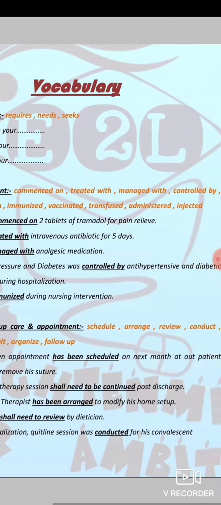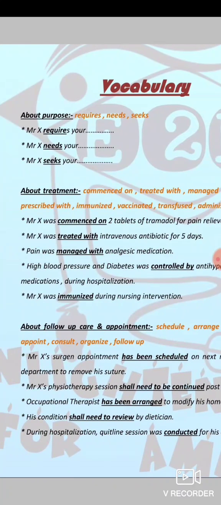So next word is administered. Administered vocabulary you can use when you are giving oxygen supplement or you are giving continuation of intravenous fluid. He was administered intravenous fluid for 24 hours. Oxygen supplements were administered. Administered means for long durations.